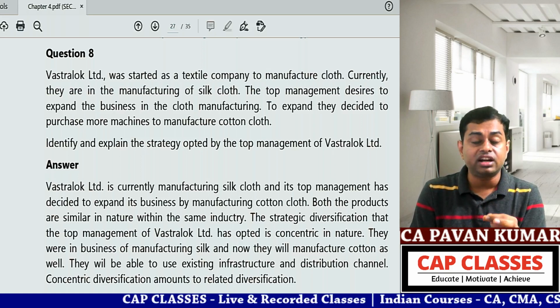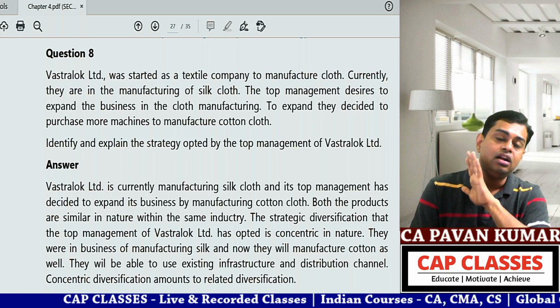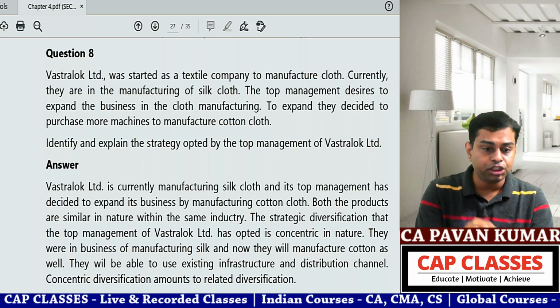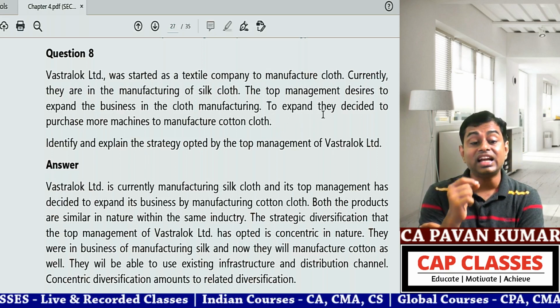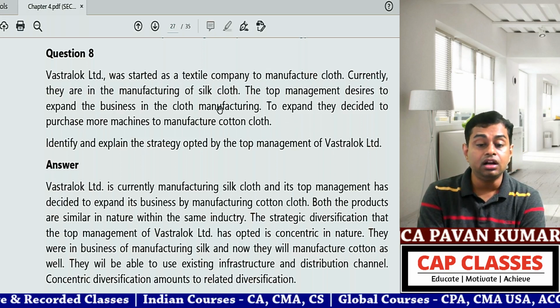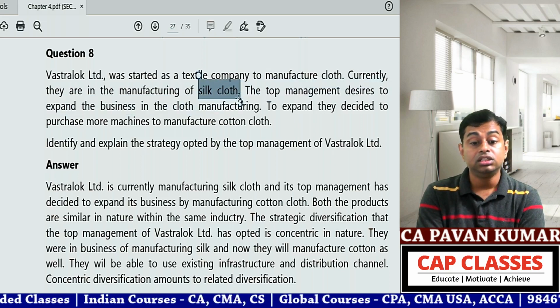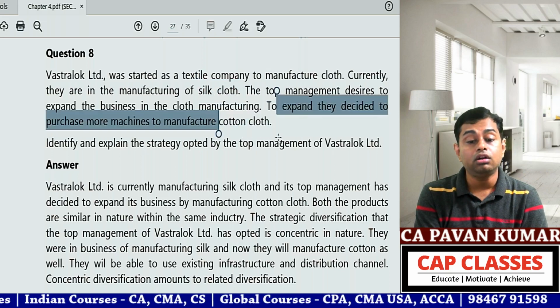What are the 4 corporate strategies? Stability, expansion, retrenchment, and combination. So in that, this belongs to category 2, expansion. Expand the business in the cloth manufacturing. To expand, they decided to purchase more machines to manufacture cotton cloth. What do they have at present? Silk cloth, pattu, and now they are looking for cotton cloth.